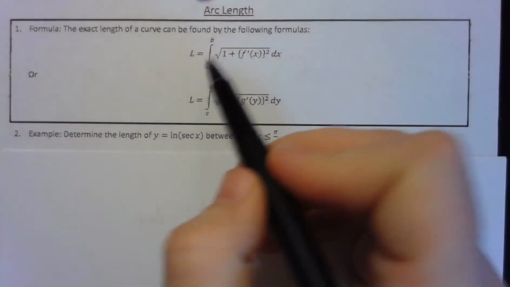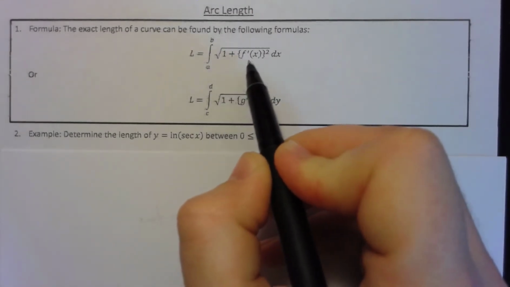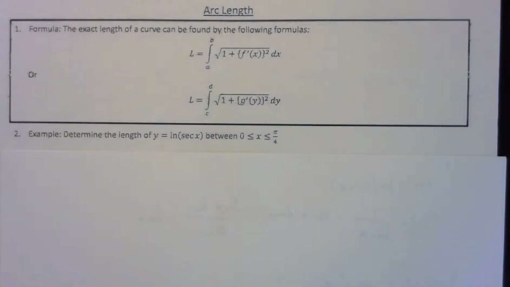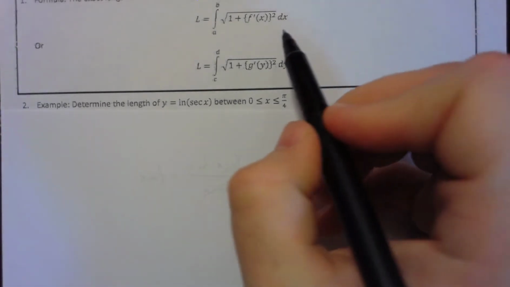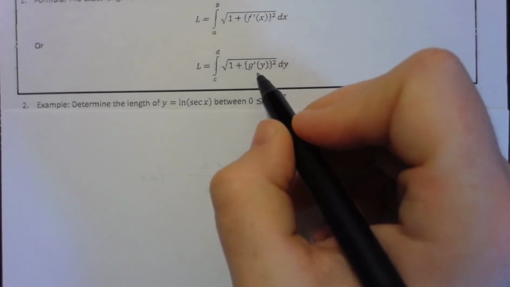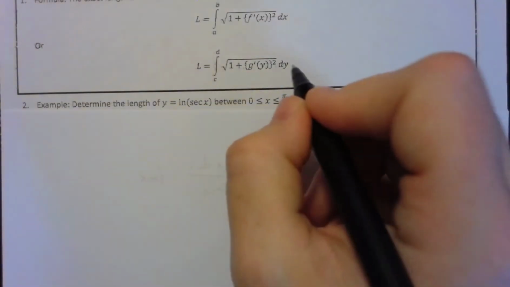So in here, we're looking at the integral from a to b of the square root of 1 plus the derivative function squared inside that square root, dx. We also have a formula in terms of y. You'll notice that these two formulas are very similar. The only difference is that the function is in terms of x and we take its derivative. Down here it's the function in terms of y and we take its derivative. Notice also the bounds will change based on it being in terms of y.